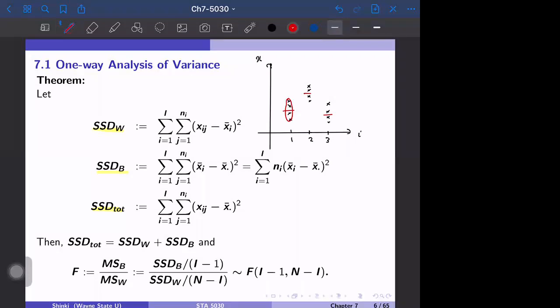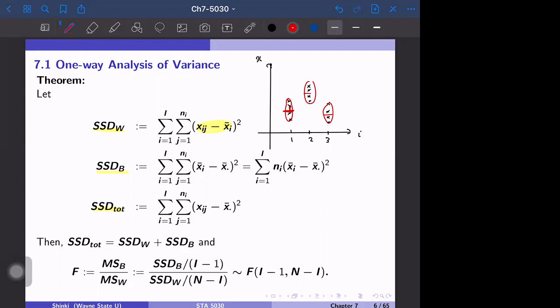So x_ij minus x bar_i. For each group we take the deviation, the distance between the observation and the center. Then we take the summation. So this is the sum of squared deviation within group, which is basically the variability within group. And then we take the summation over i equal to 1, 2, 3.